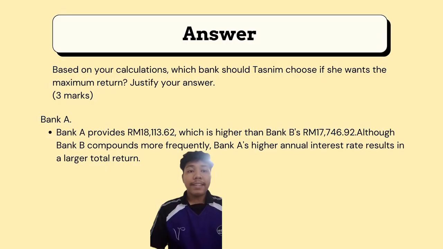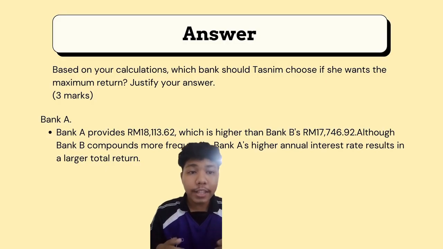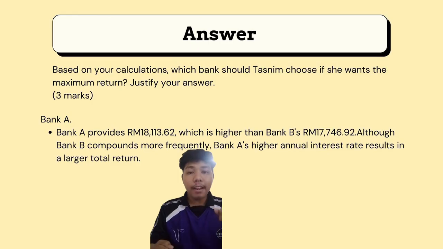Question B, comparison and recommendation. For question B, we compare the final values obtained from both banks, Bank A and Bank B. Bank A provided a higher return of RM18113.62 compared to Bank B's return of RM17746.92. Although Bank B compounds interest more frequently, Bank A's higher annual interest rate has a greater impact on the final amount.